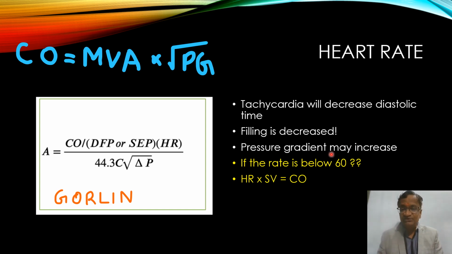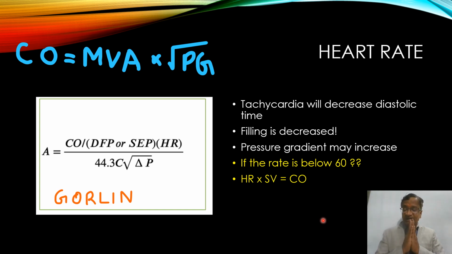And if the rate is below 60, heart rate into SV is cardiac output, everything will decrease. So that is why we have to maintain the heart rate above 60 and we should not cause tachycardia like 90, 95. So this is one cardiac rate. Now we know about the preload, that it cannot be decreased, slightly increased or flat. And afterload reduction is compromising coronary blood flow.